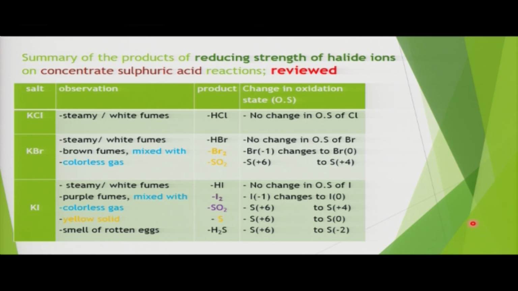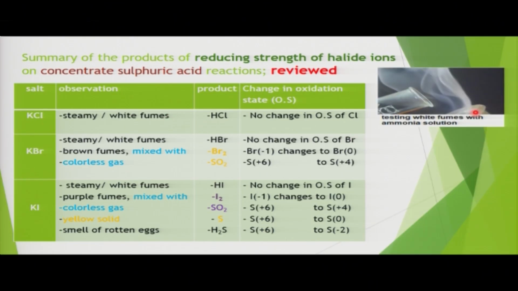So this is exactly what we looked at. This is a summary or a review. We can quickly check it up. So the point here is the chloride ion in the potassium chloride is a poor reducing agent, so it only reacts in an acid-base reaction in the presence of sulfuric acid, forming the fumes. As we saw, these are the fumes tested using ammonia.